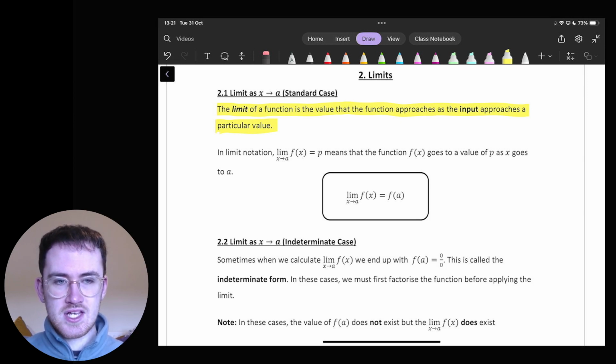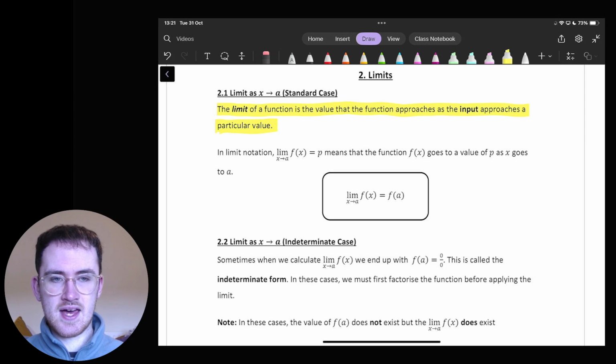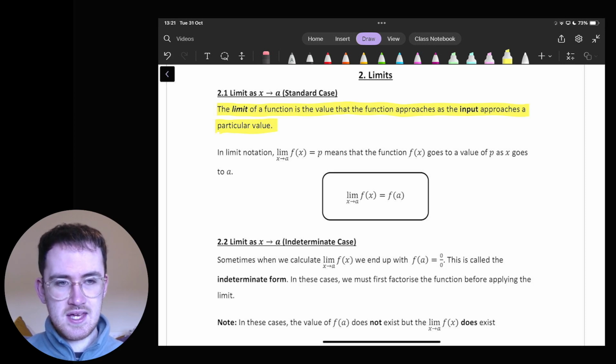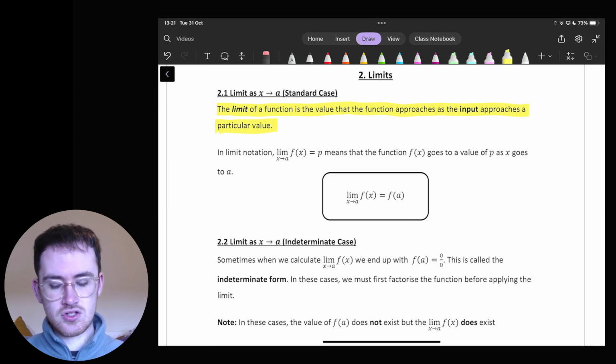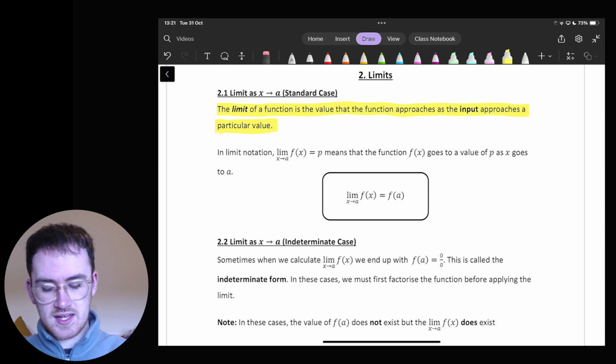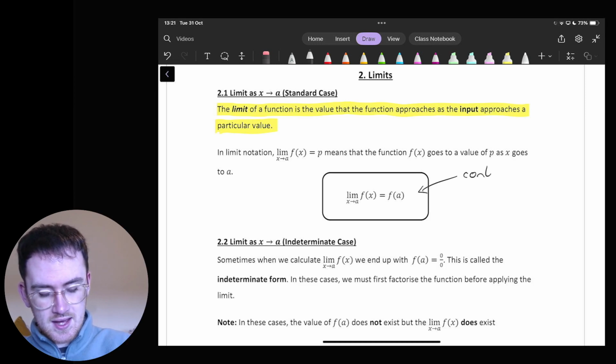So in limit notation, if the limit as x goes to a is equal to p, then that means that f of a is equal to p. Okay, it's fairly straightforward, and that's our general case for a limit. If it's just standard, if we can sub it in, if it works out properly, then that is the case. And this is also a sign for us that a function is continuous. So this is actually a sign of continuity.